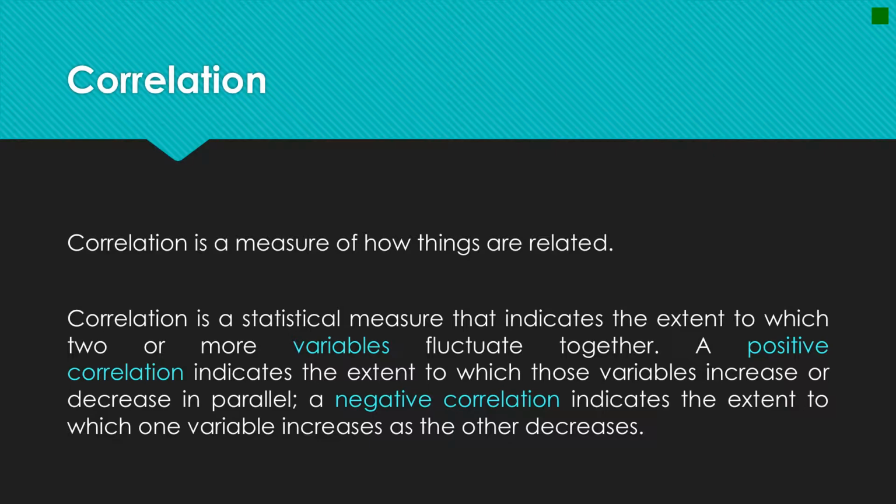Correlation is a measure of how things are related. We are going to see whether two variables are affecting each other or not. Correlation is a statistical measure that indicates the extent to which two or more variables fluctuate together. We'll see it will be a positive correlation if one variable increases and the other variable increases as well, or vice versa. If one decreases, the other decreases as well. Negative correlation means that if one variable increases, the other variable decreases. So this is what correlation is about.